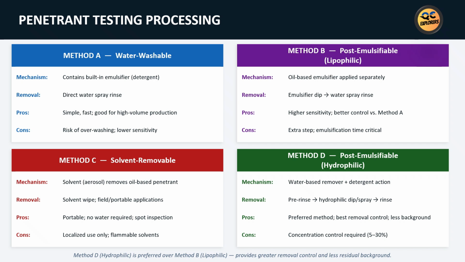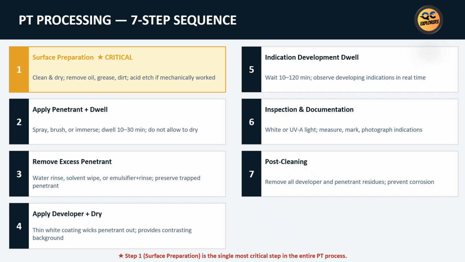Now, Method D, post-emulsifiable hydrophilic. This is generally considered the preferred PT method. Please remember this carefully for exams. Hydrophilic methods provide better removal control, cleaner background, and higher reliability. But concentration control becomes very important, usually between 5 and 30%. And this concentration must be monitored carefully during operation. Now, one important comparison question. Method D is generally preferred over Method B because it provides better control and lower background fluorescence.